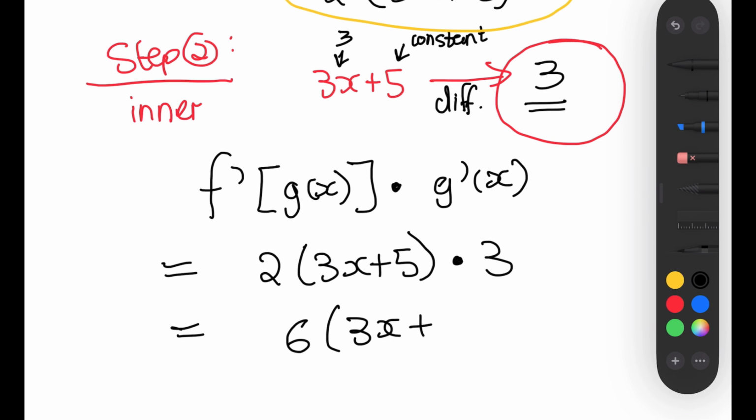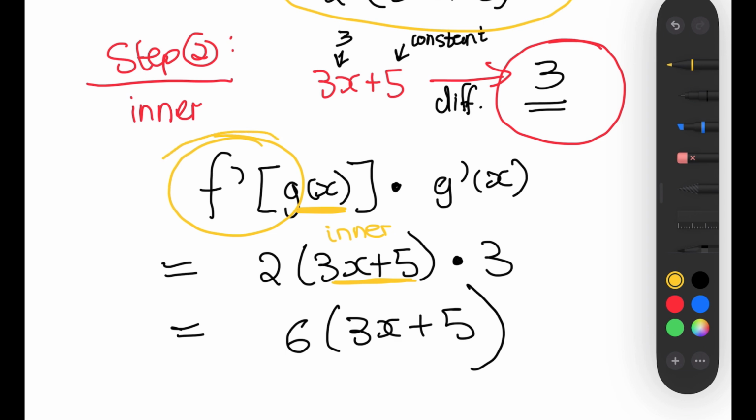3x plus 5. And notice over here that this is still our g of x. It's still our inner function. It does not change when we differentiate the outer. So first you differentiate the outer, leaving the inner the same, and then afterwards you multiply it by the derivative of the inner function. And that's how it works. And there you have it. Nice and simple.